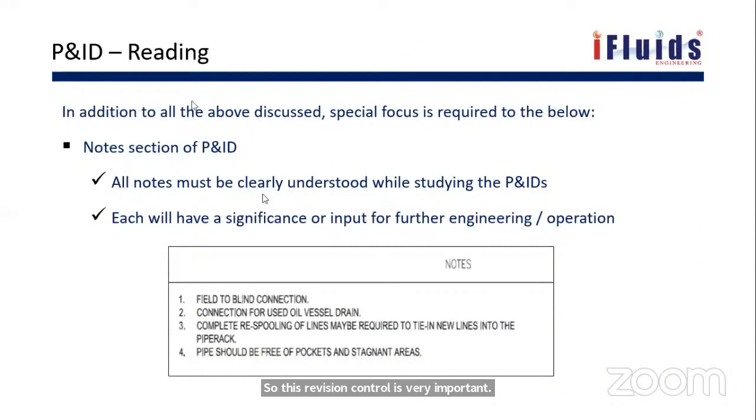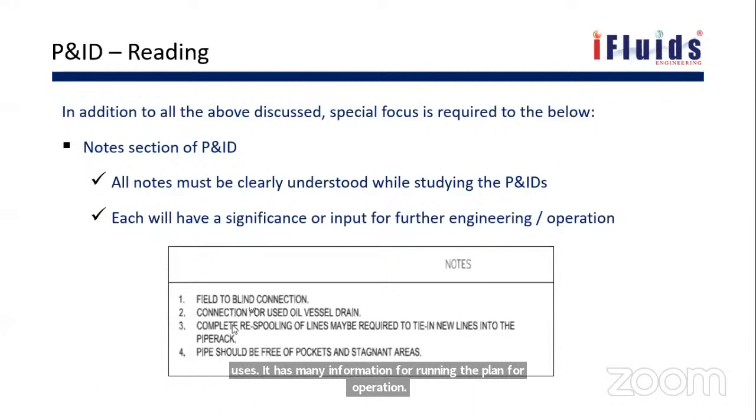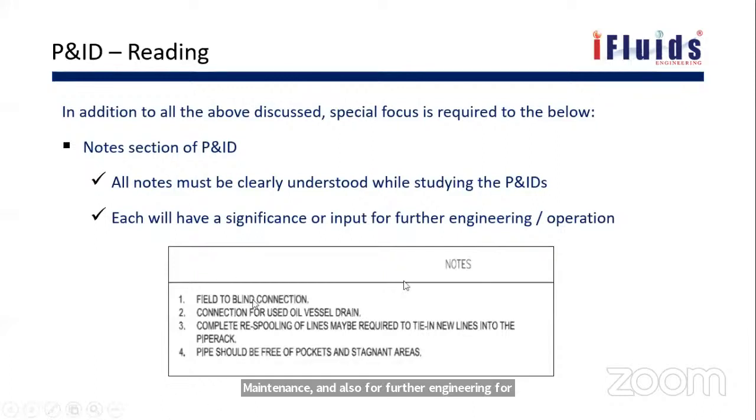So then we discussed the notes section. What the notes section gives is many information for running the plant, for operation, maintenance, and also for further engineering, for future engineering. Everything will be given in notes. So each and every note will have its own significance, and it should be clearly understood by the respective team.